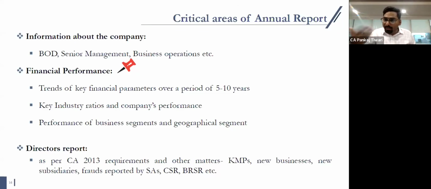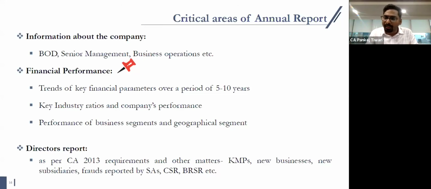Another example could be a banking company. They present a lot of information with respect to default loans, whether their default loans have reduced over a period or have improved over a period. And this would differ bank to bank because there is no standard benchmark. So these kinds of industry ratios will also help you to analyze the financial performance of a company.